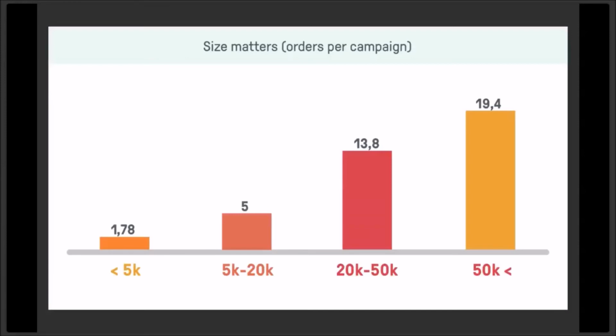So growing your database, a good quality database, is really important. And of course, if you have more than 50,000 emails, with the same campaign, the same effort, sending the same bulk email campaign, you will get almost 10 or 20 times more orders from the same campaign compared to the small database.